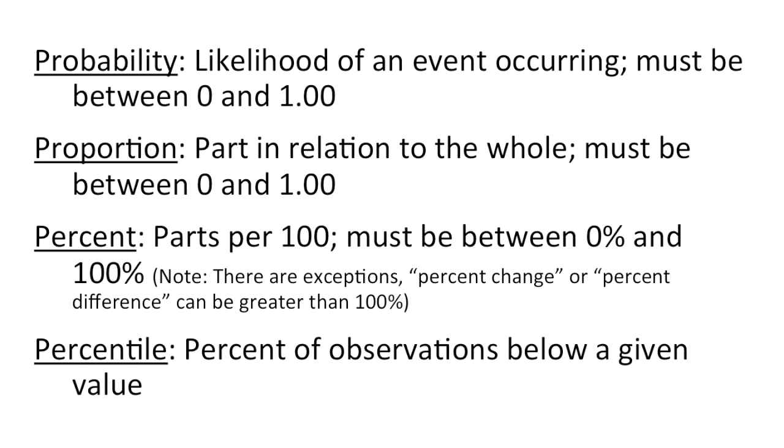The next term is proportion. Probability and proportion are sometimes used interchangeably. By definition, a proportion is the part in relation to the whole. Again, this must be between 0 and 1.00.